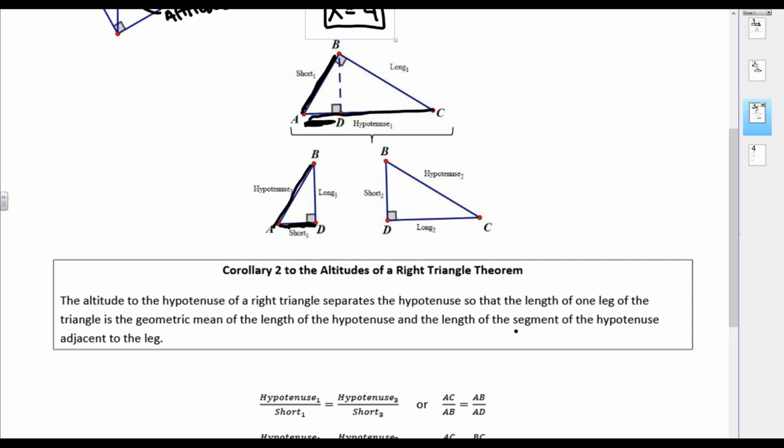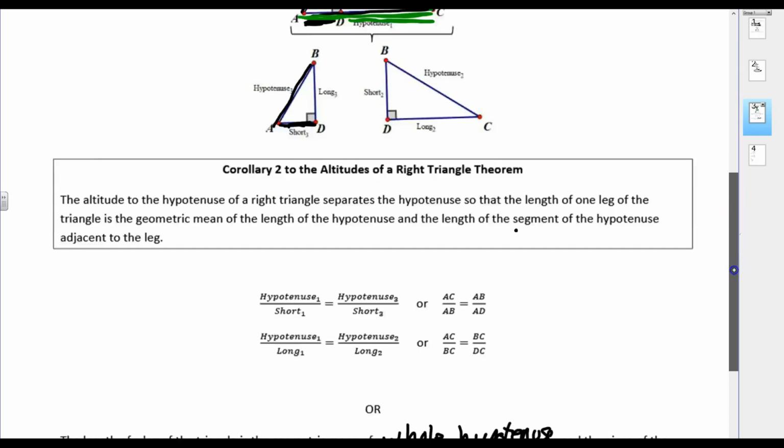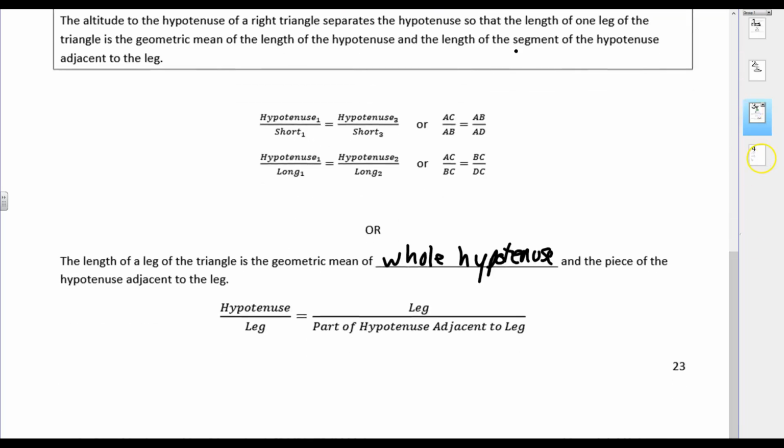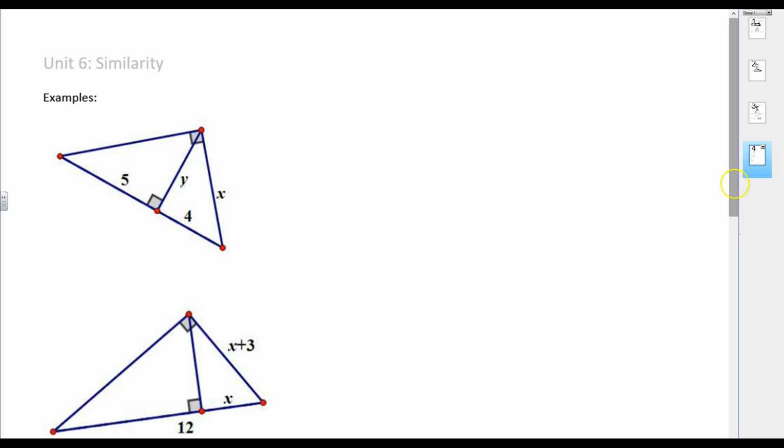Similarly, if I look at the long leg here, it's the geometric mean of the whole hypotenuse, again AC, and the piece of the hypotenuse adjacent to that leg, which in this case is DC. So let's do an example or two to show how this works.